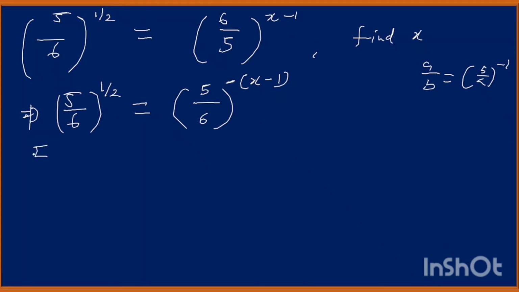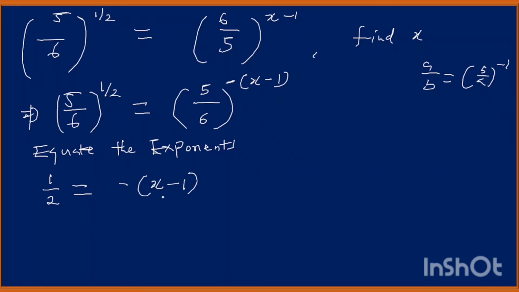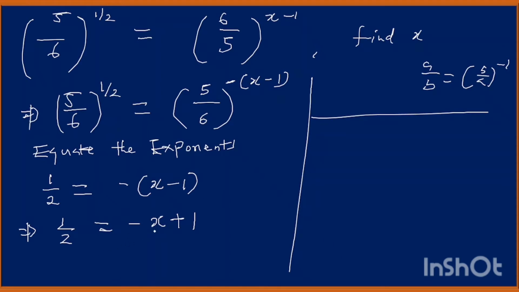So the next thing I'm going to do is equate the powers. Equate the exponents. Exponents, indices, powers, they are all the same. So if I do that, I'm going to have 1/2 is equal to minus (x minus 1). So 1/2 is equal to, distributing the minus, I have minus x, and minus multiplied by minus 1 gives me plus 1. All I'm doing here is making x the subject of the formula.